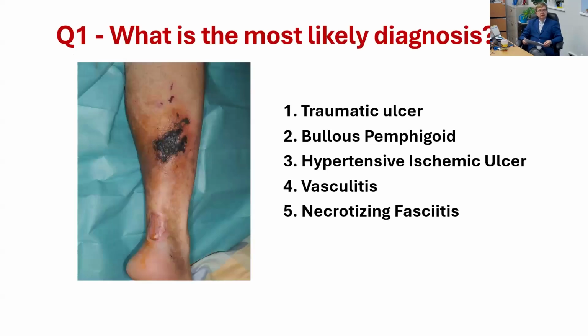What do you think the most likely diagnosis is here? You see a black area around the posterior calf, and if you look down a little bit further, you'll see an ulcer too over the Achilles tendon. Is this traumatic, bullous pemphigoid, hypertensive ischemic ulcer, vasculitis, or necrotizing fasciitis?